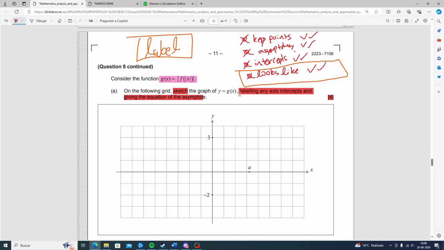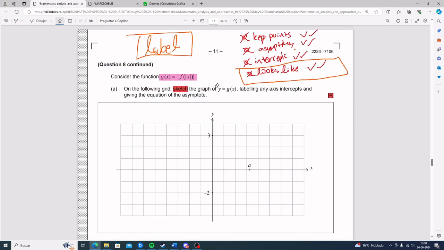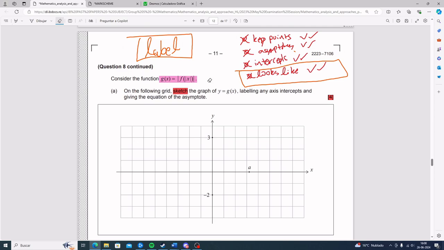Just a reminder that whenever you see "sketch," yes, it's relatively easy points, but do it correctly. Label everything. Put the intercepts, the key points, the asymptotes. Make sure it looks how it's supposed to look. Nailing how it looks is only one of the many points you can get. So, how does this look?